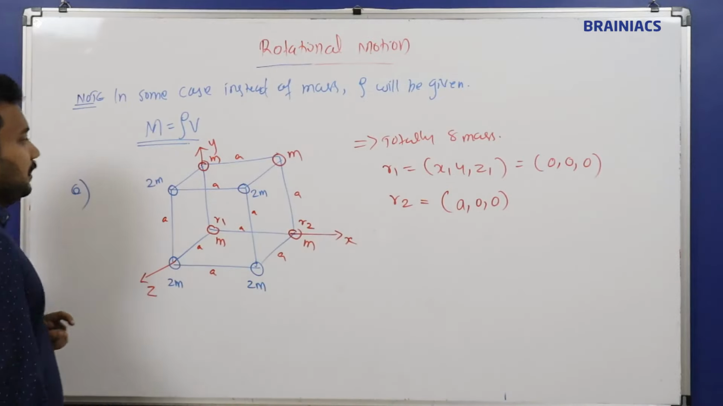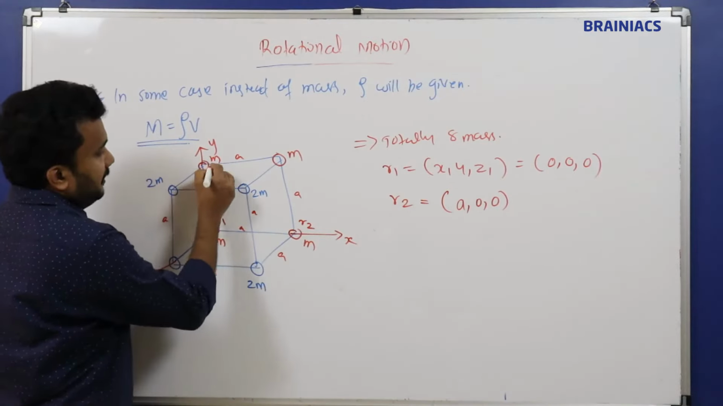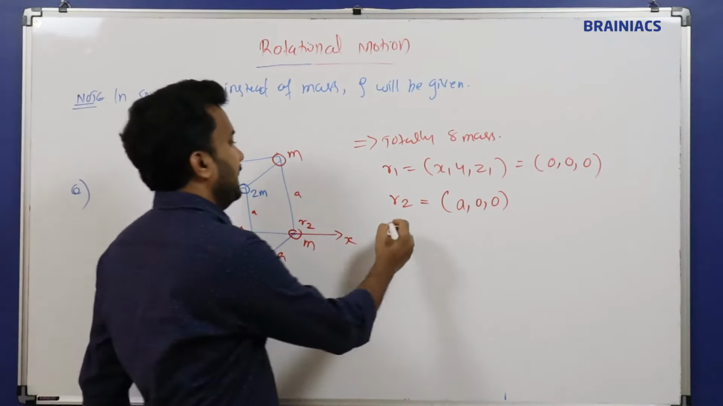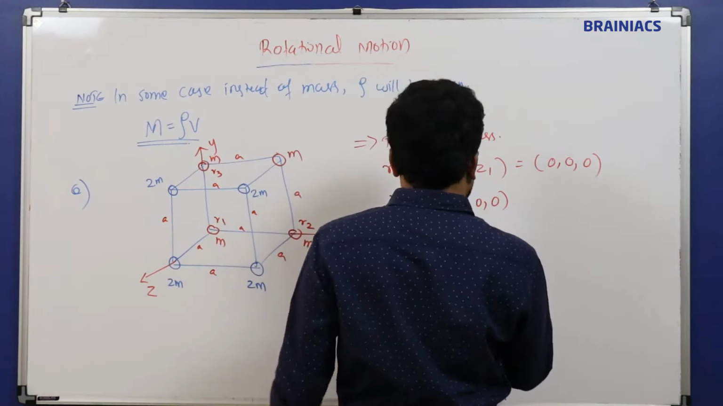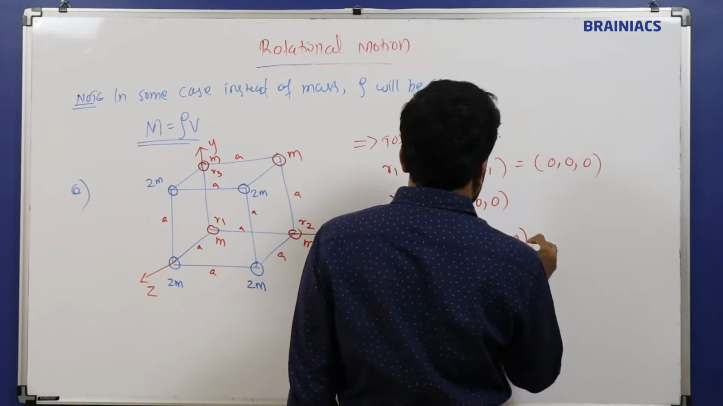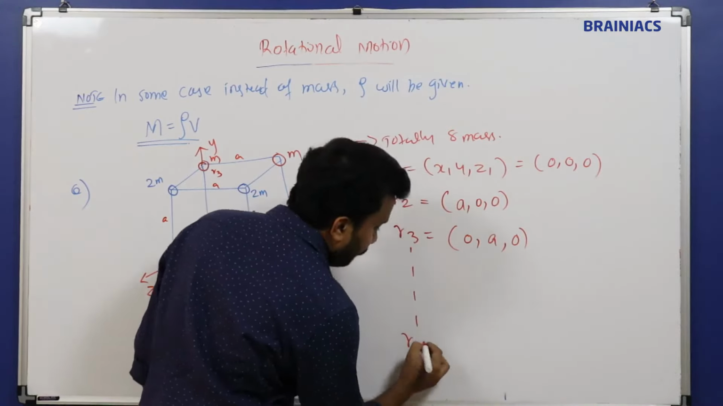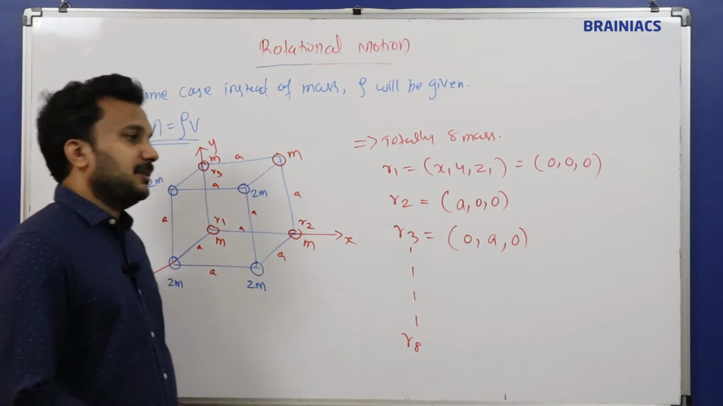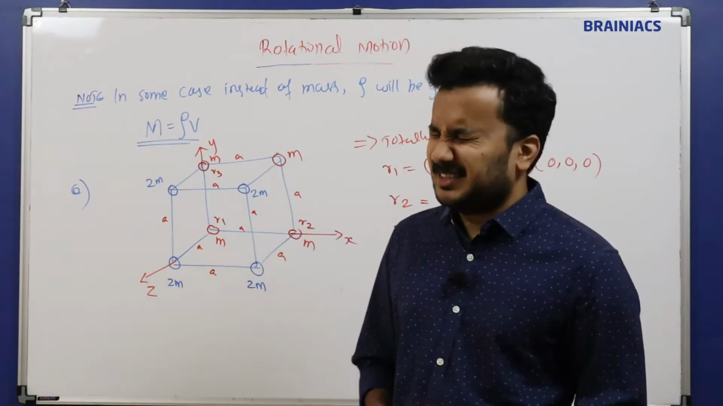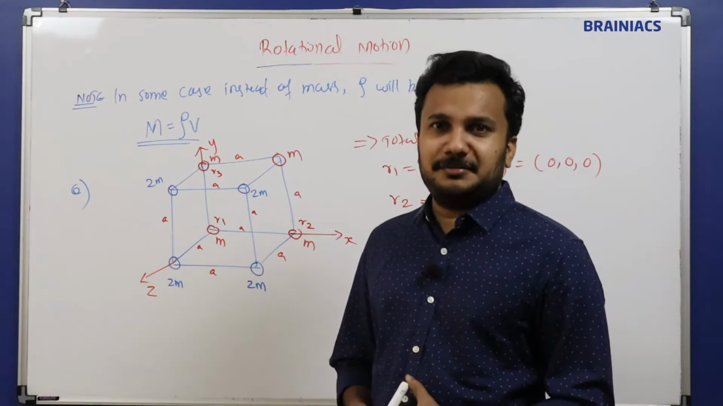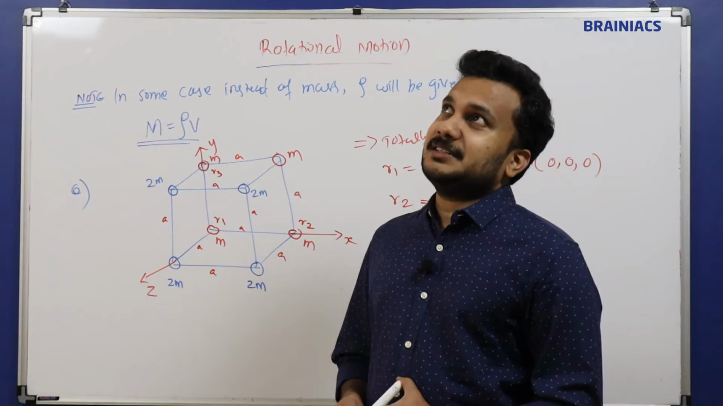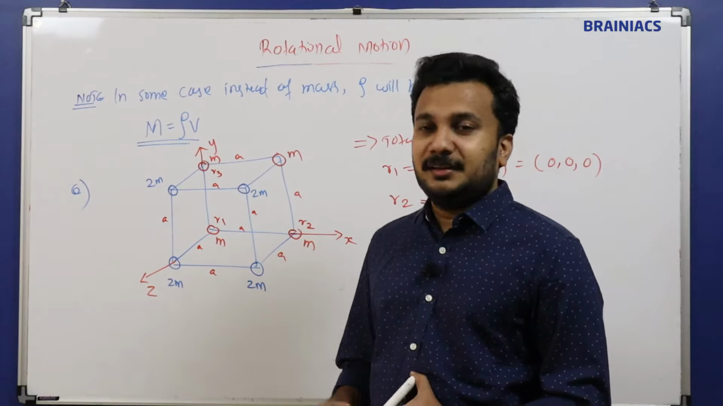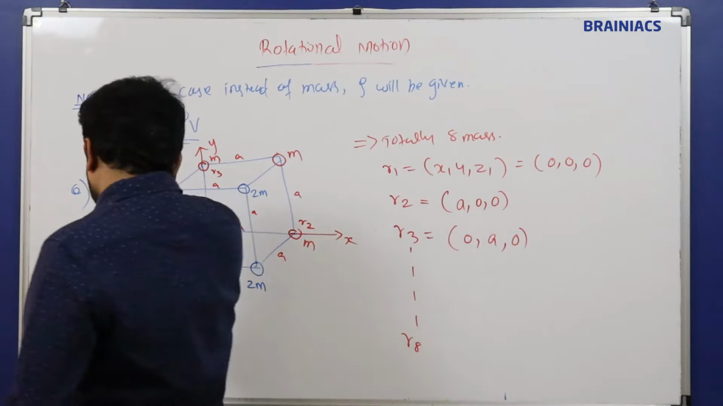Okay, R2. Next, I will take this as R3, for example. R3 will be x 0, y A, and z also 0. If you do it like this, you have to do till R8. Then you have to do m1 x1 plus m2 x2 plus m3 x3 plus m4 x4 plus m5 x5 plus m6 x6 plus m7 x7 plus m8 x8. The examination will be over if you do like that.